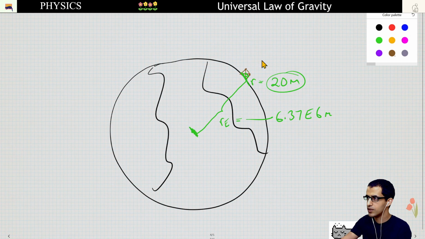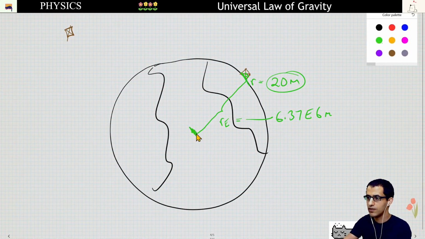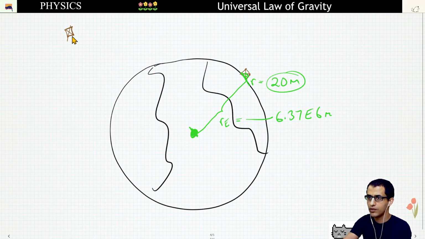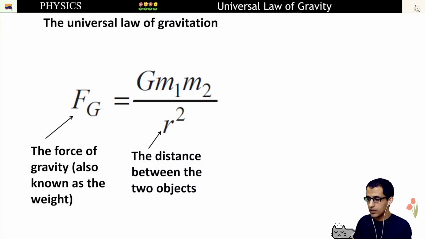But if the box was sitting somewhere out here in space, and I want to find out what is the force of gravity, then of course I have to find the distance from the center of the Earth to the center of the object. In that case, the distance here is significant. So R is the distance between these two objects.